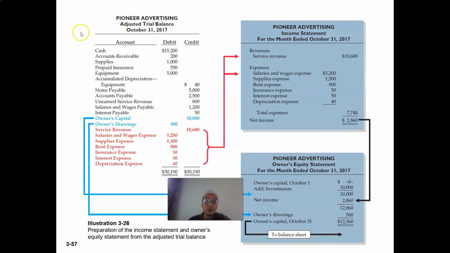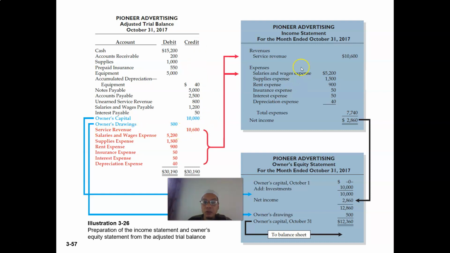Right, this on the left side is the adjusted trial balance that has been prepared after the adjustments have been done. So for the income statement to be prepared, all of the revenue and the expenses accounts from the adjusted trial balance will be entered into the income statement. The first part, or the top part of the income statement will be the revenue.